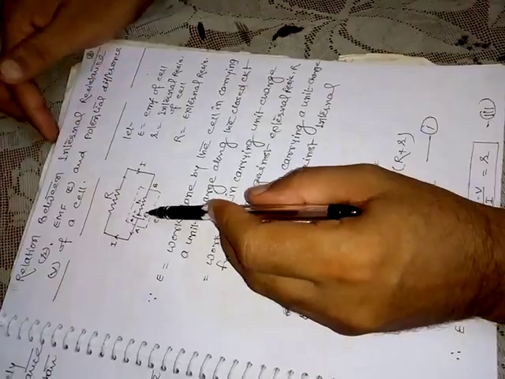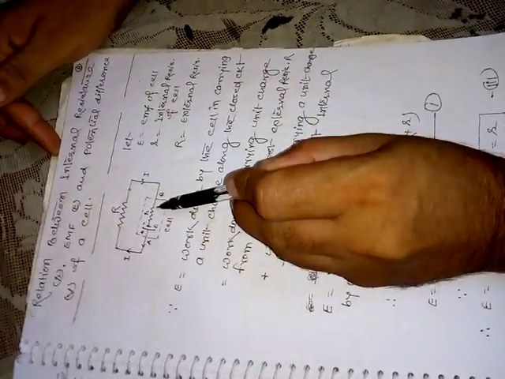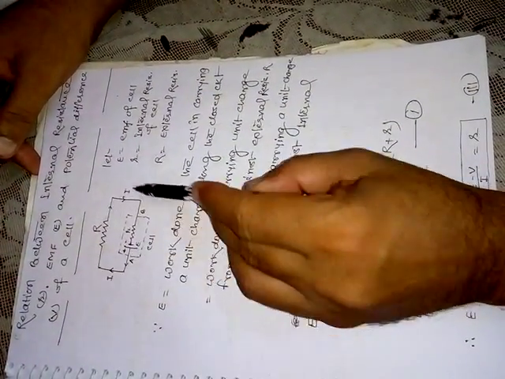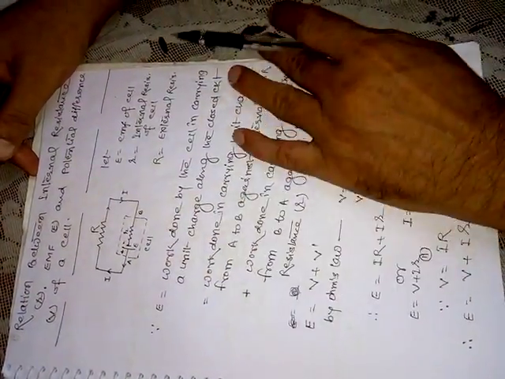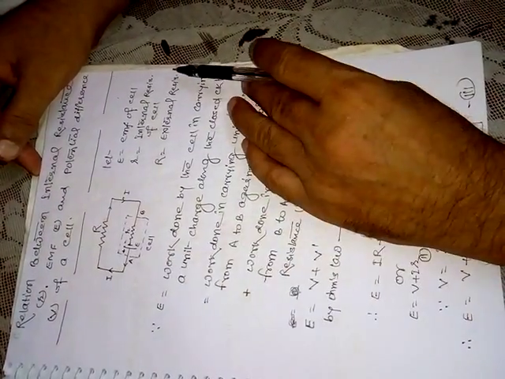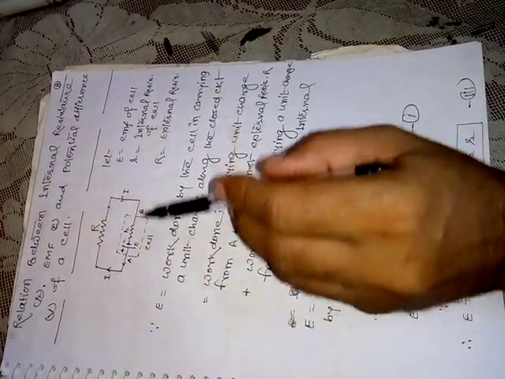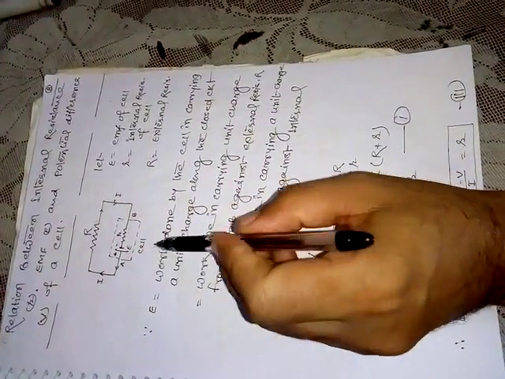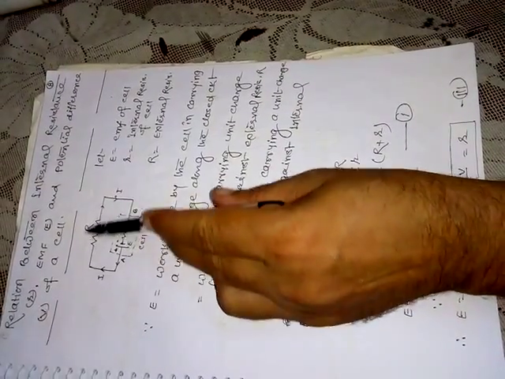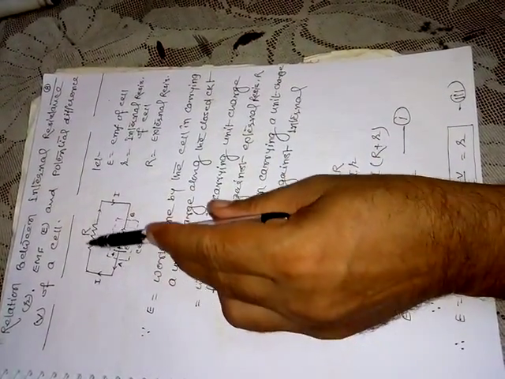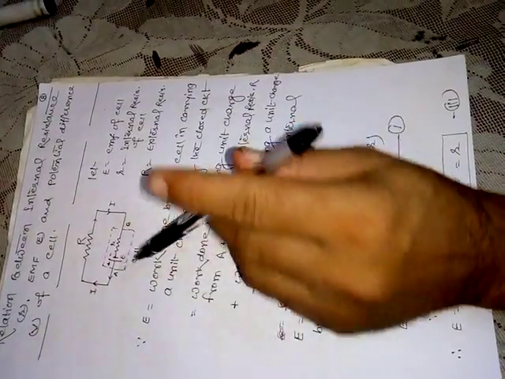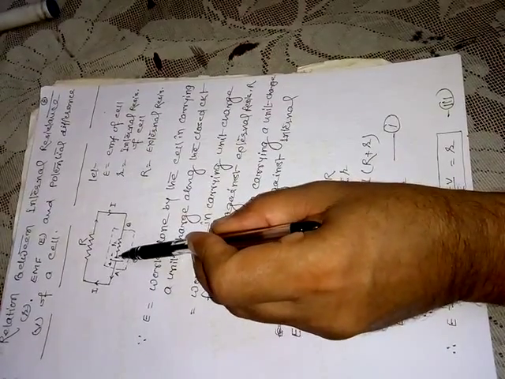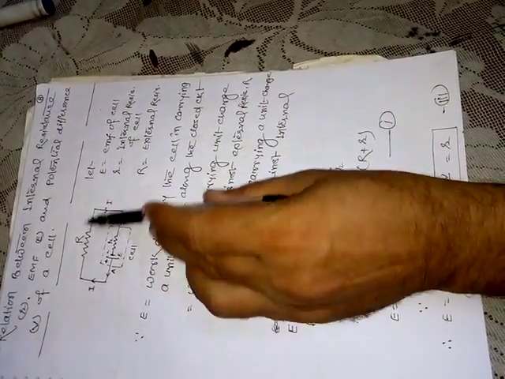Suppose here we have a cell of EMF capital E and internal resistance small r, and we have a resistor capital R which is connected across the terminals of the battery or cell, and this cell provides current I. Correct? So net EMF, as you know, is equal to the work done by the cell in carrying a unit positive charge along the closed circuit. Closed circuit means from positive terminal to negative terminal. So this work done is divided into two parts: one from positive to negative terminal, and second through the external circuit.